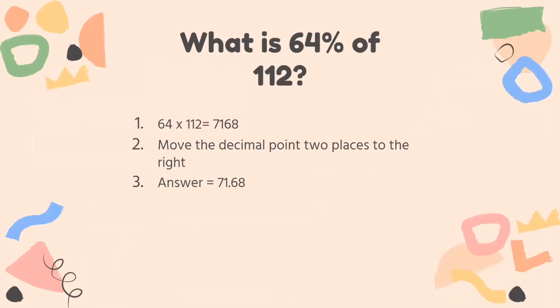What is 64% of 112? 64 times 112 equals 7,168. The second step is to move the decimal point 2 places to the right, which equals 71.68.